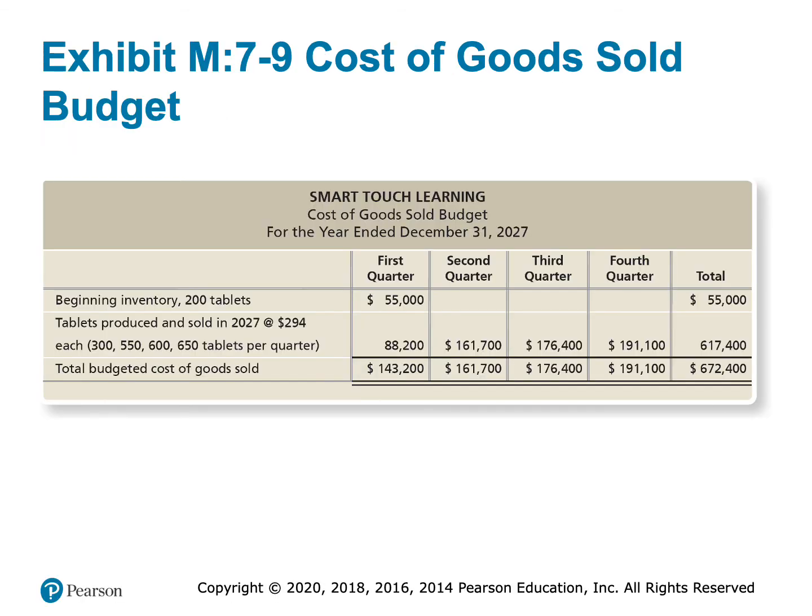So quarter 3 is going to be the same thing. It's just the 600 units at 294, and quarter 4 is the 650 units at 294. So in total, I think at the end of the year, cost of goods sold is going to be $672,400.